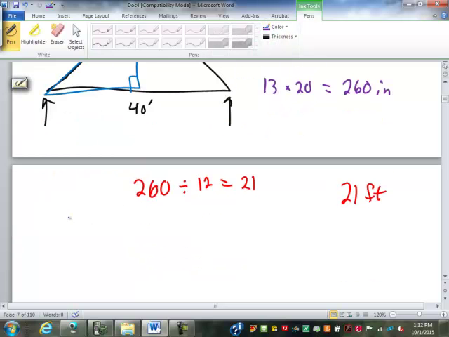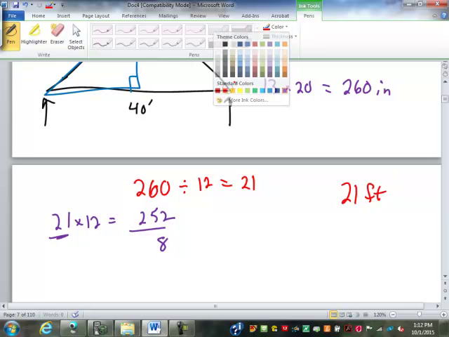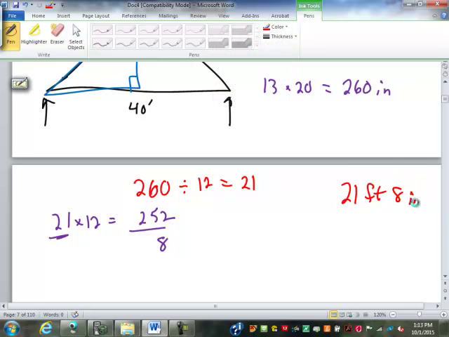Now, how many inches are left over? Well, I've got 21 times 12 is 252. So the 21 feet used up 252 inches. How many are left? 8. So it's 21 feet, 8 inches. What do you think? Confusing?